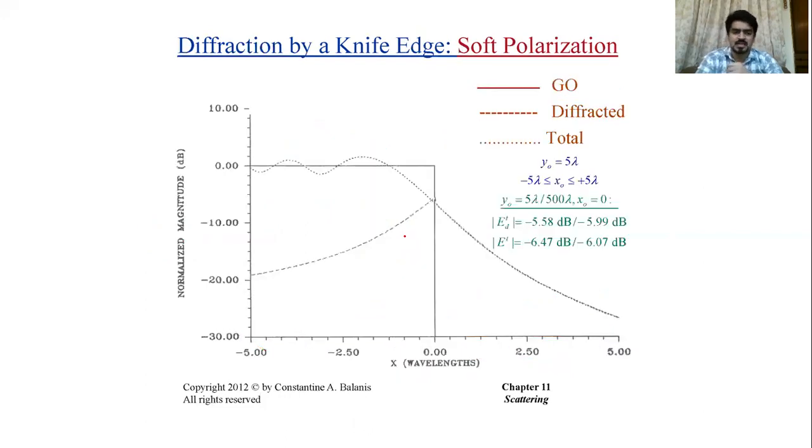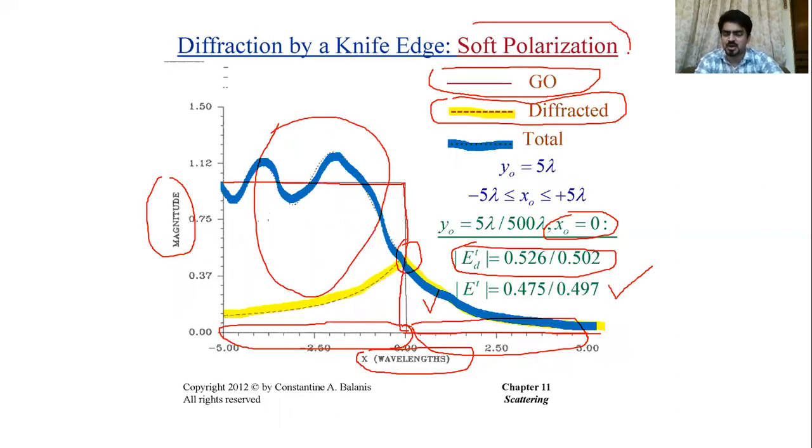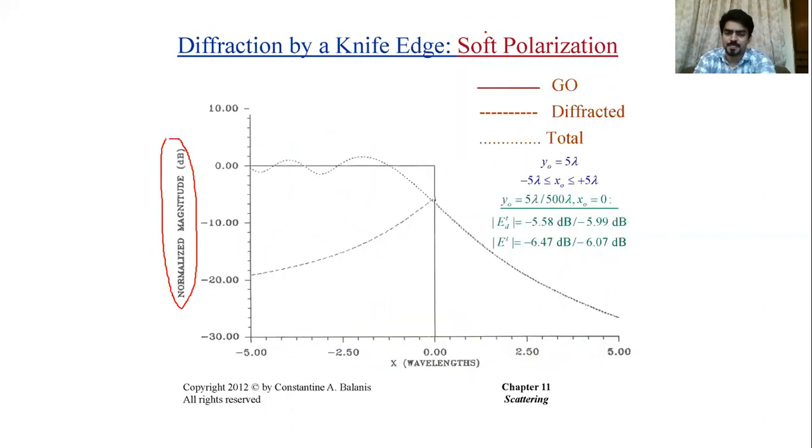Now, this is again the same case. Basically, these two are for the soft polarization. These are the cases for soft polarization. As you can see, now this is in terms of dB. Previously, it was in the absolute case.